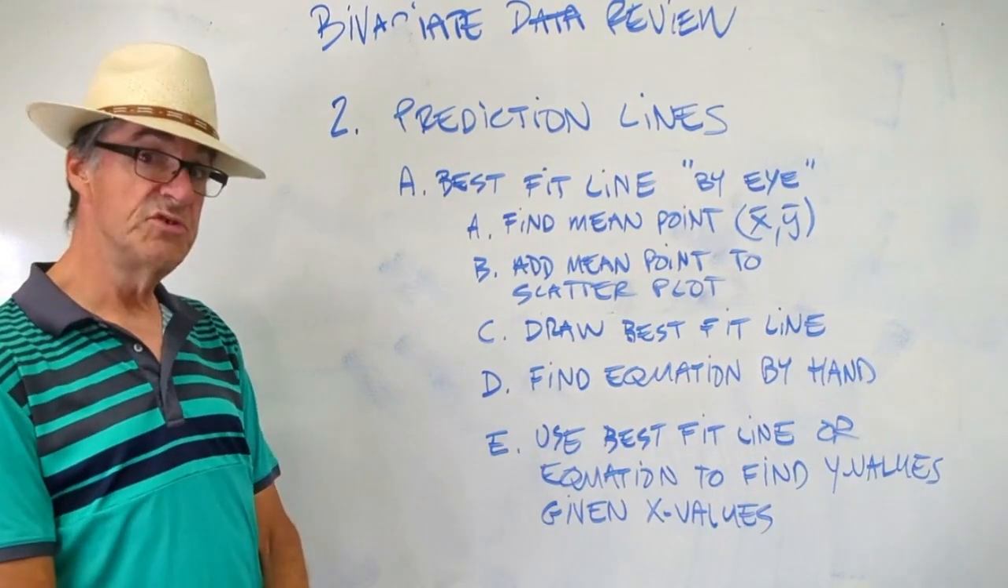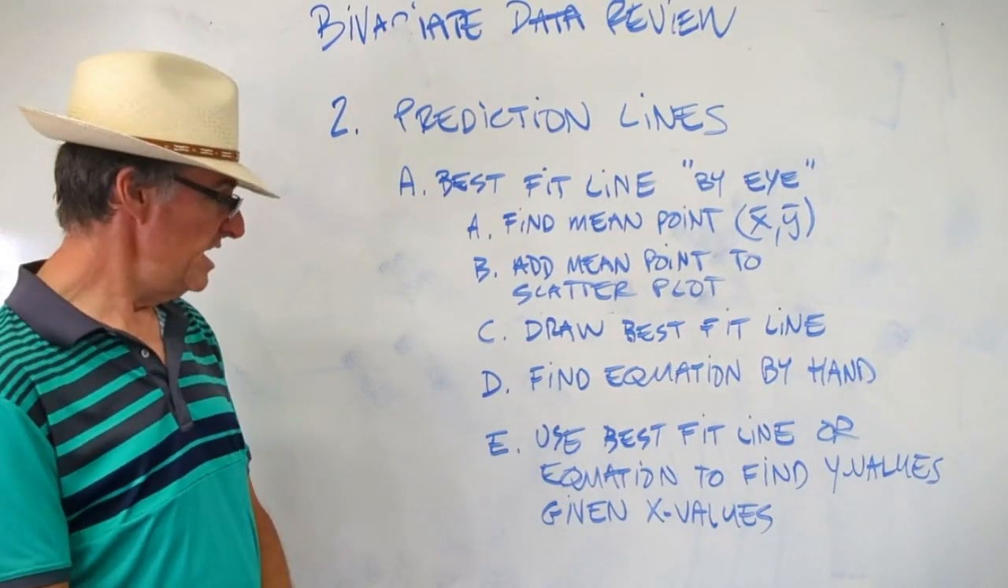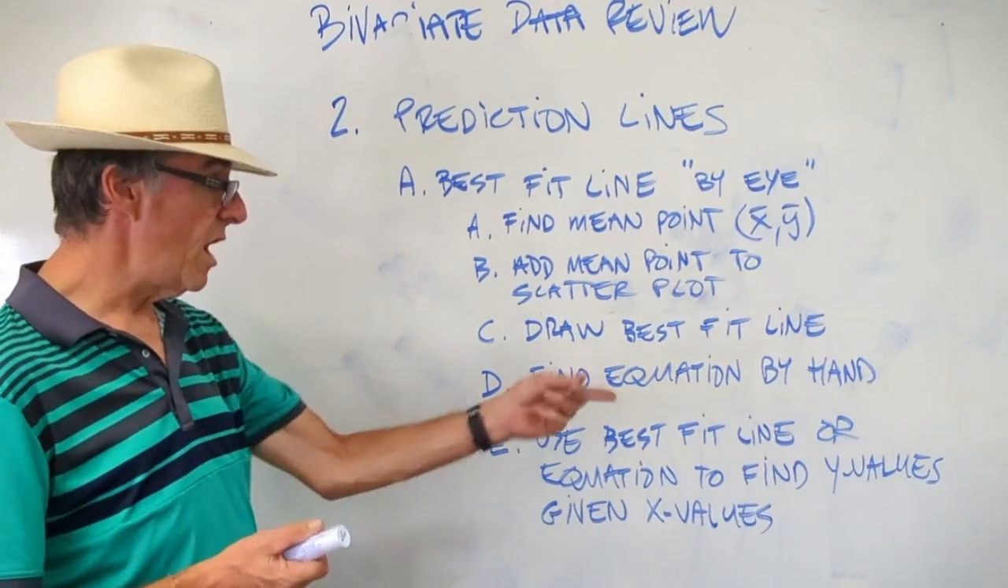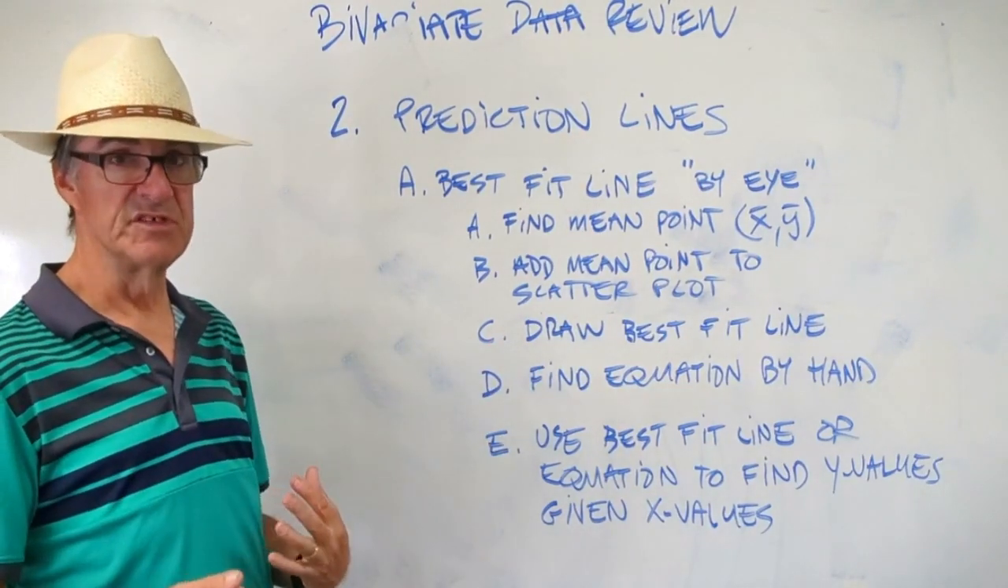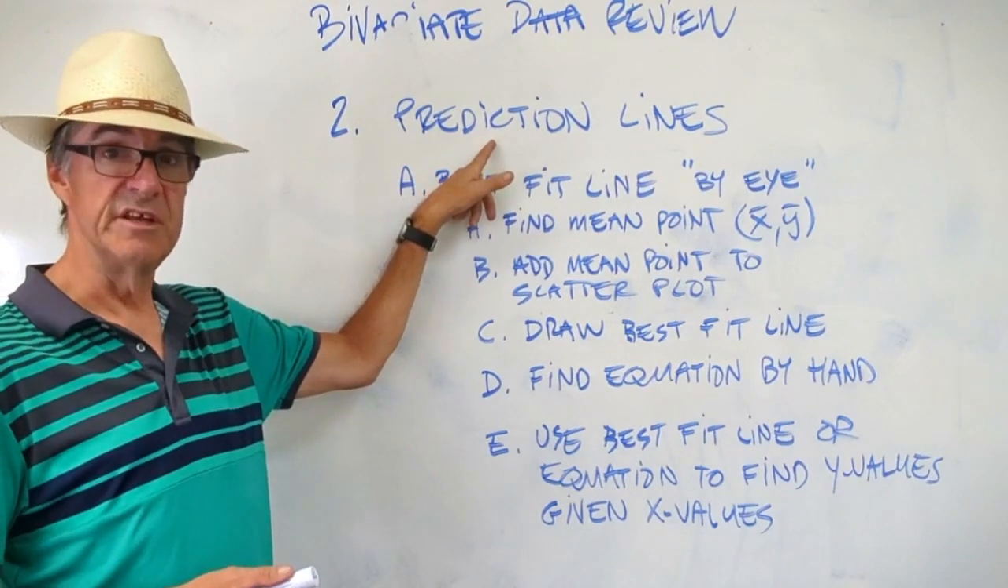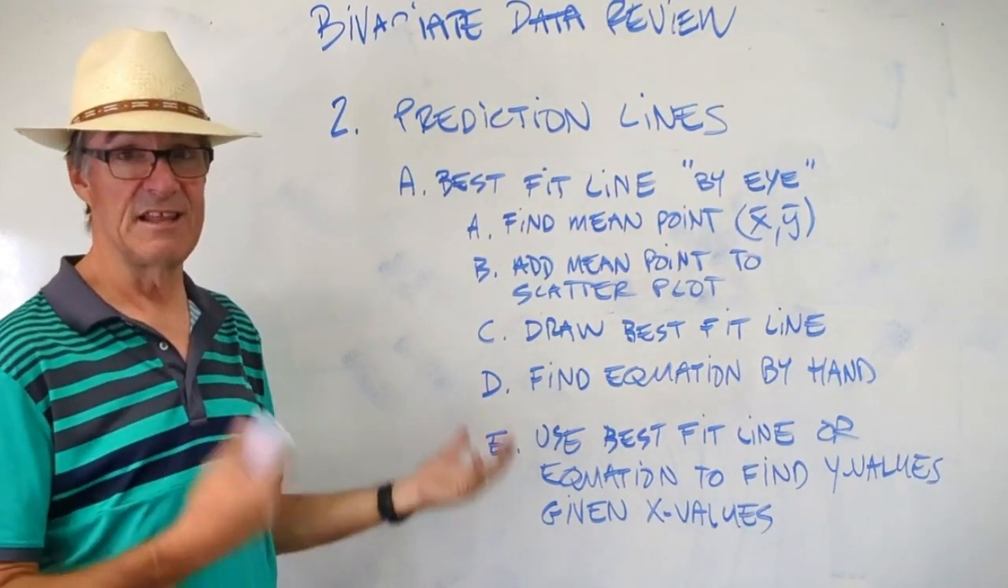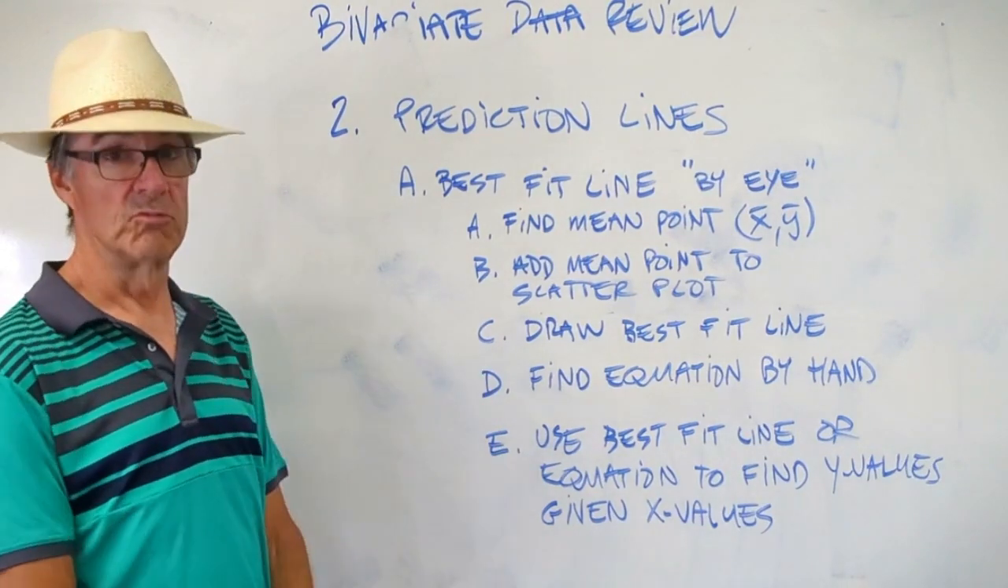Finally, then we can use that best fit line either on the scatter plot or the equation to find y values given x values. So that's where this prediction comes in. I can say, well, what if x is this value? What is y likely to be given our relationship?